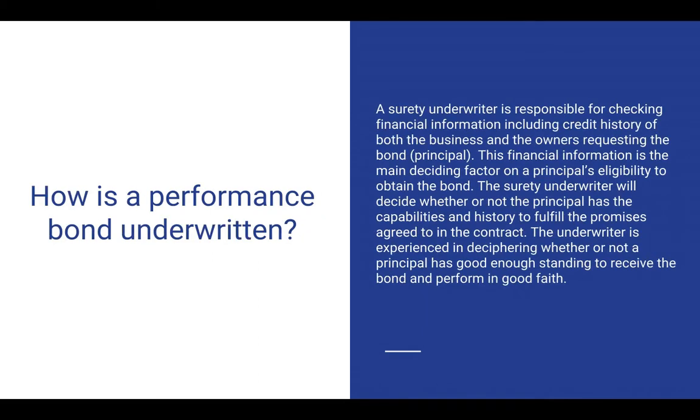How is a performance bond underwritten? A surety underwriter is responsible for checking financial information, including credit history of both the business and the owners requesting the bond, also known as the principal. This financial information is the main deciding factor on a principal's eligibility to obtain the bond.